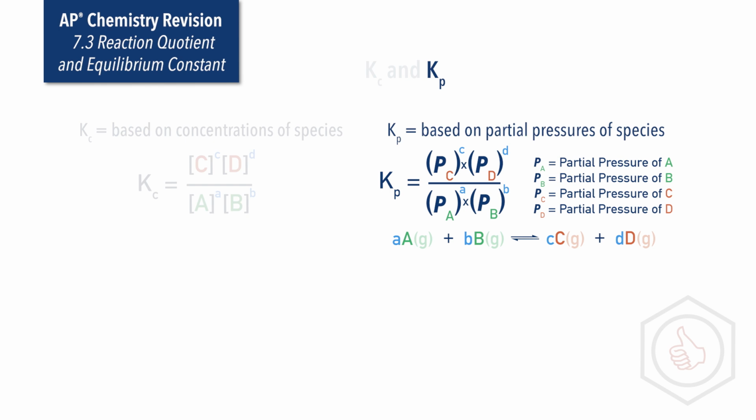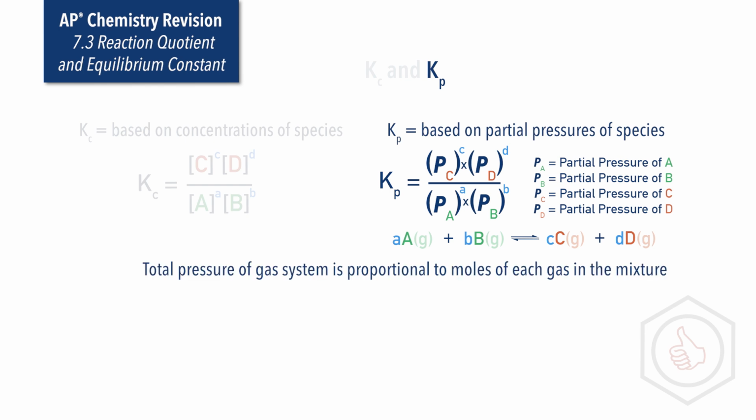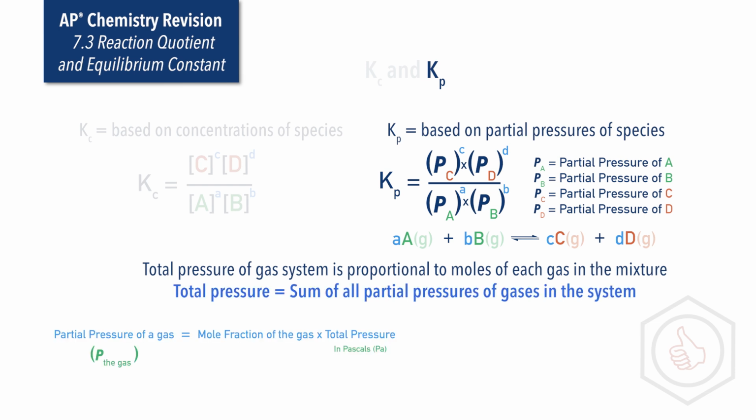The total pressure of a gaseous system at equilibrium is directly related to the number of moles of each gas in the mixture. How much pressure one type of gas contributes to the total pressure of a gaseous system is called its partial pressure. All partial pressures of gases in a system add up to give the total pressure of the system. Partial pressures can be calculated using the mole fraction of a gas times the total pressure of the system. The mole fraction of the gas is the moles of that gas in the mixture compared to all moles of gas. So it's calculated by taking the moles of that particular gas and dividing it by the total moles of all gases in the system.